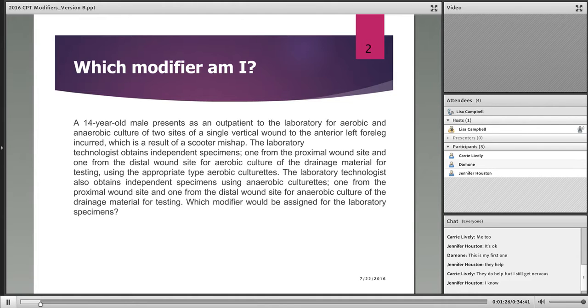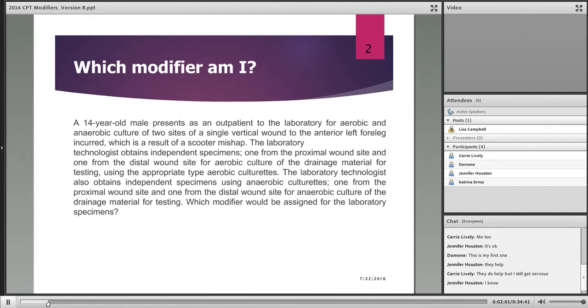For aerobic culture of drainage material for testing, using the appropriate type of aerobic culturettes. The laboratory technologist also obtains independent specimens using anaerobic culturettes, one from the proximal wound and one from the distal wound site. For an anaerobic culture, which modifier would be assigned for the laboratory specimens?